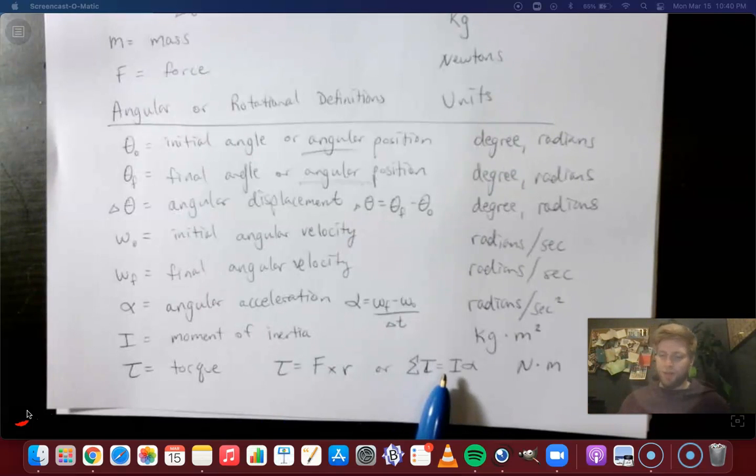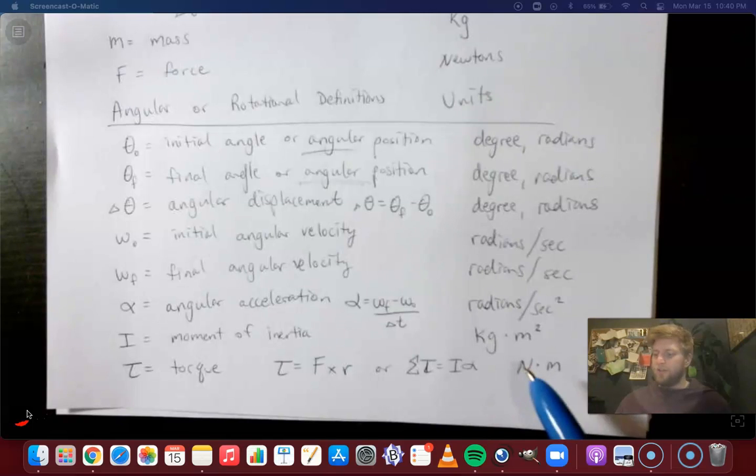Or you can do, as I showed before, the sum of the torques on something is equal to the moment of inertia times the angular acceleration. This is Newton's second law, but for rotation. The units here are a little funny. There's no agreed upon name. It's just newtons times meters. That is the measure for torque, or the unit for torque, rather.